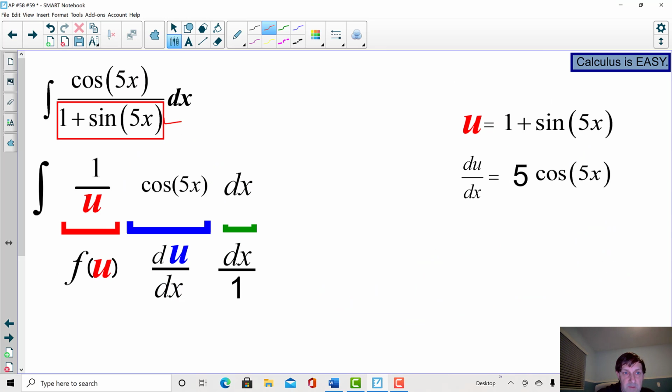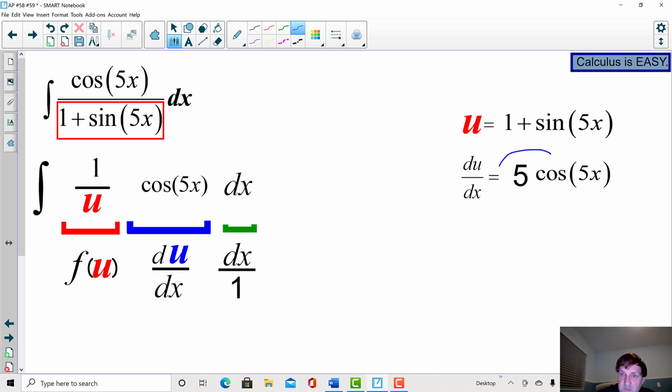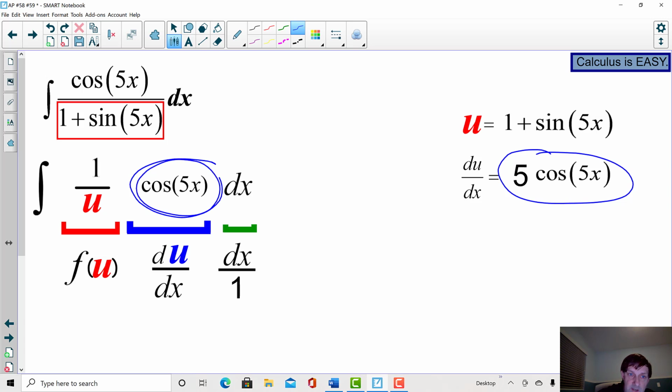Okay, for the second one, the entire bottom piece is going to be our u. If we do the derivative, the derivative of 1 is 0, and the derivative of sine is going to be cosine. But if you look at the inside, we have to do the chain rule. The derivative of 5x gives you 5. So that's important. Our du/dx is here. We want these two things to match.